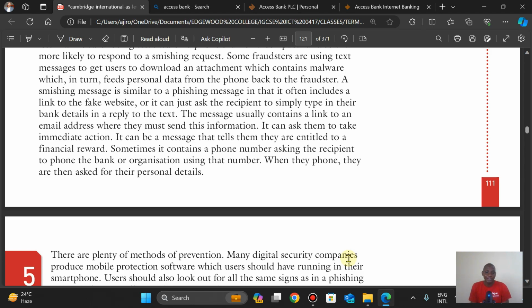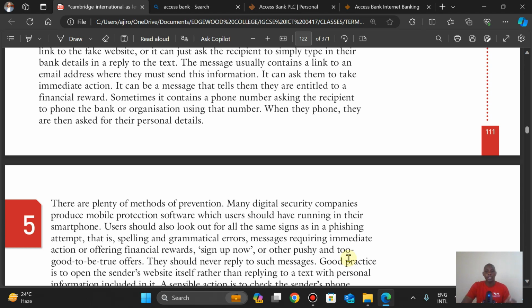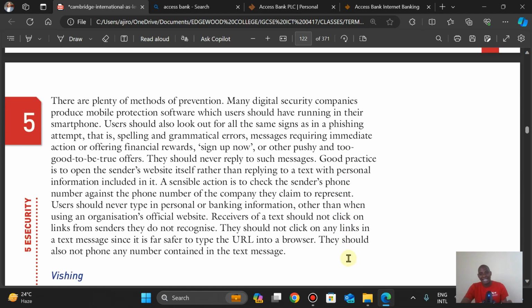Okay. There are plenty of methods of prevention. Many digital security companies produce mobile protection software which users would have running on their smartphones. Users should also look out for all the same signs as in phishing attempts, such as spelling and grammatical errors, messages requiring immediate action or other financial reward, sign up now, or other pushy messages, or something that is too good to be true. See, if it's too good to be true, it probably is. They should never reply to such messages.